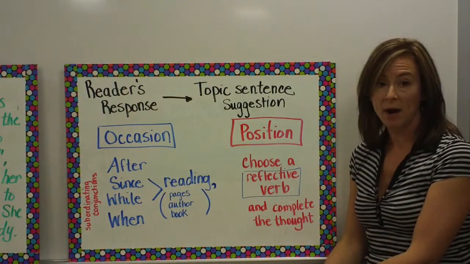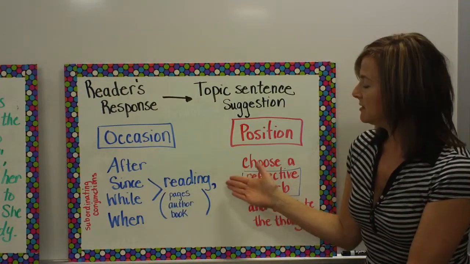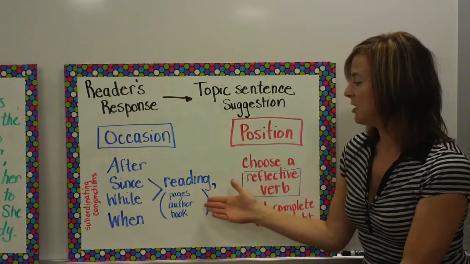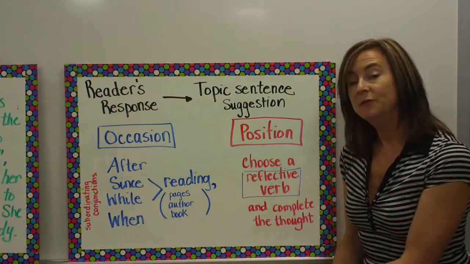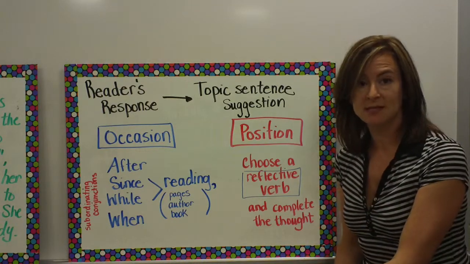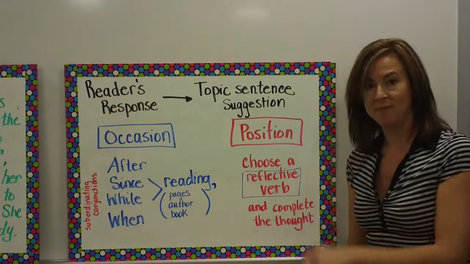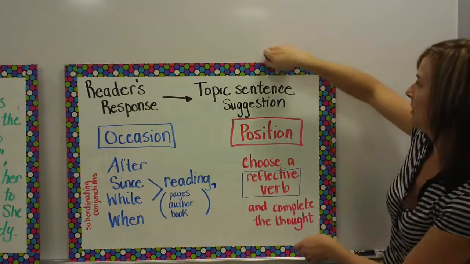After, since, while, when. Work really nice. Then you tell us about your reading, the pages, the author, and the book. You finish your thought with your position. Choose a reflective verb from the list that we created in class in your writer's notebook, and then complete your thought. I have an example for you with the book that I'm reading.